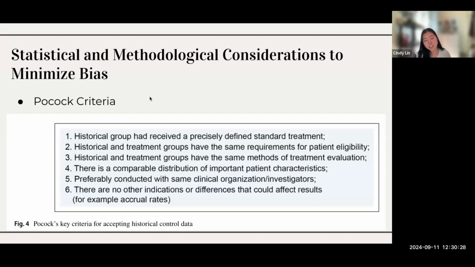This criteria was actually used by the FDA in the justification for the approval of Lamictal XR that I mentioned in the earlier slides, because of the similar patient eligibility criteria, as well as the similar design and methods of the studies. And it was, again, done by the same organization.